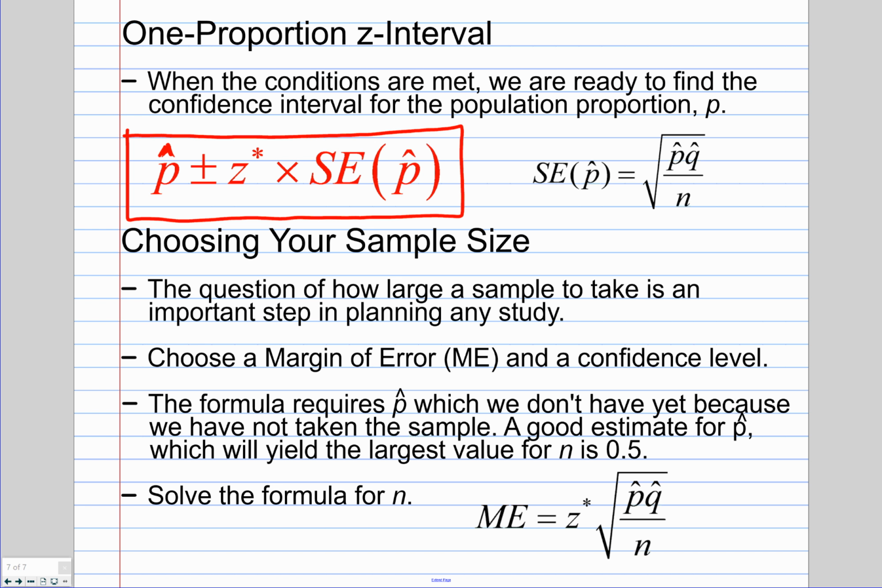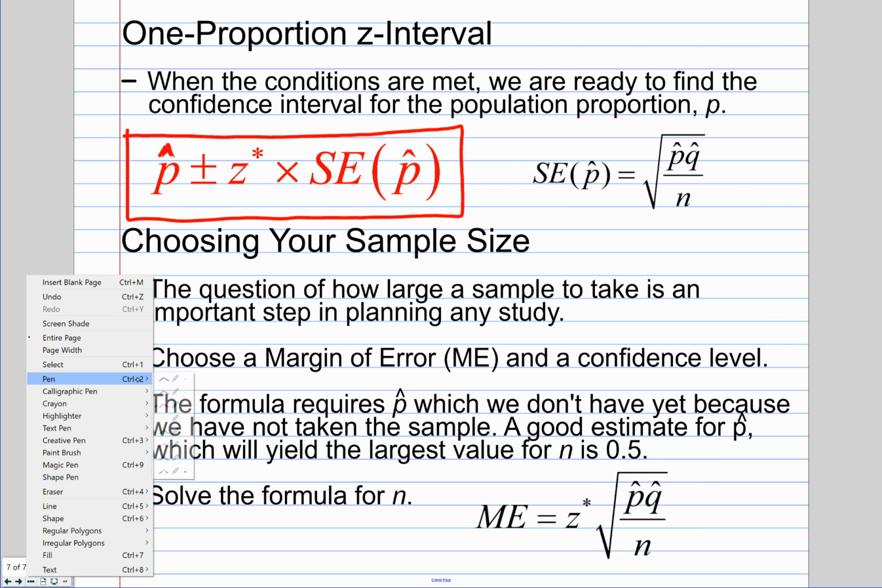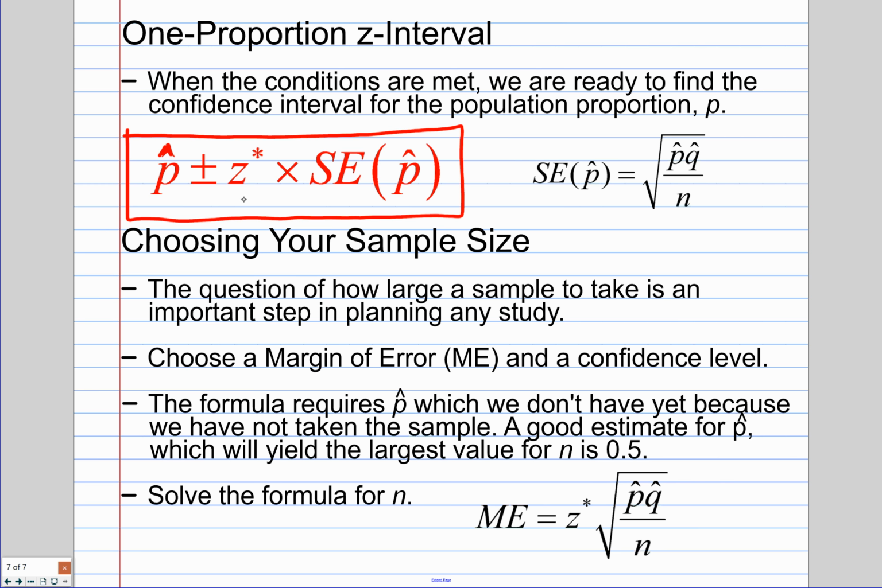This c star is our critical value. We're going to multiply that times our standard error for our statistic of p hat. And if you remember from a previous slide, z star times the standard error is called the margin of error. So whatever's after the plus or minus is your margin of error.